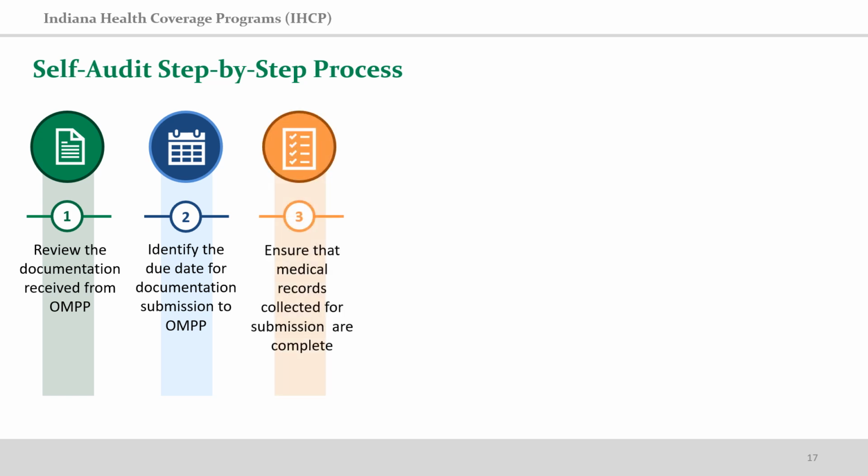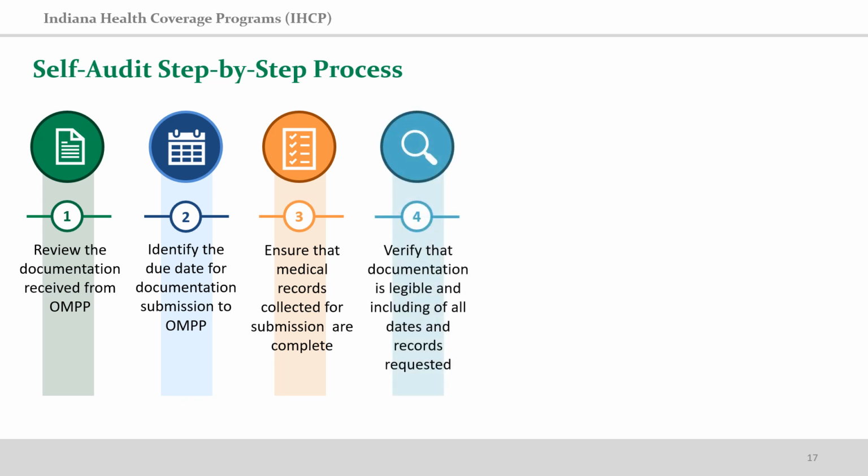Step 3. Make sure the medical records collected for the submission are complete. For example, the documentation should include any treatment plans, orders, or other supporting documentation. Step 4. Verify that the documentation is legible and inclusive of all dates and records requested. This should include the patient identifiers and the date of service on each page of the documentation.